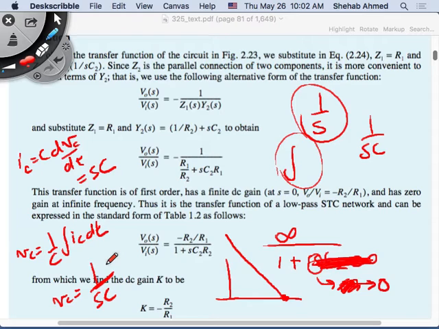Remember your Laplace? You were going around the loop. If you wanted to find the voltage across the capacitor, you were saying the voltage drop across this capacitor is 1 over SC. The current is SC. Where is this coming from? It's coming from these relationships.